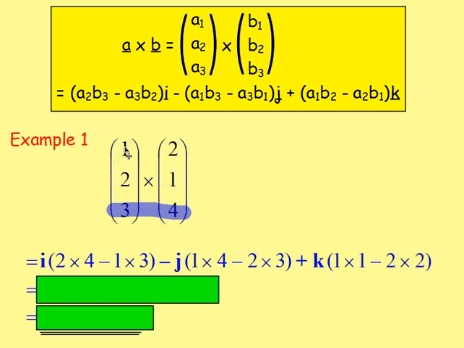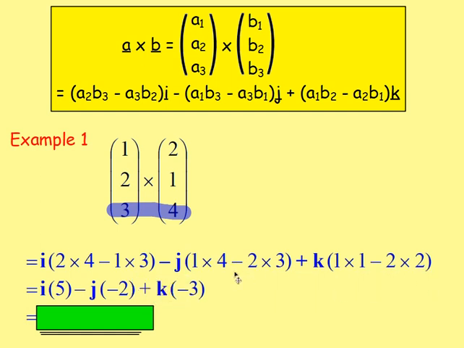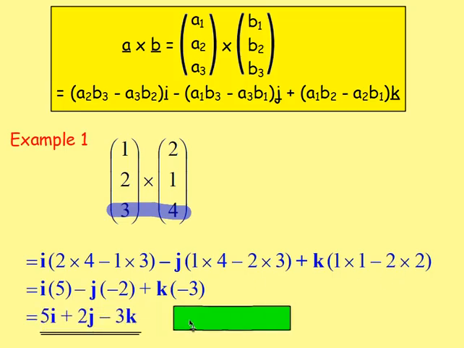So the determinant of that one would have 1 times 1 and 2 times 2. So it's 1 times 1, take away 2 times 2, and that will be the coefficient of k. If you work that out, that's going to be 8 take away 3, so that will give you 5i, or i times 5. We're going to be taking away j times, that works out to be negative 2, and then we're going to be adding on k times, and then that's negative 3. Rewriting that, that means we will have 5i plus 2j take away 3k, and that will be our answer.